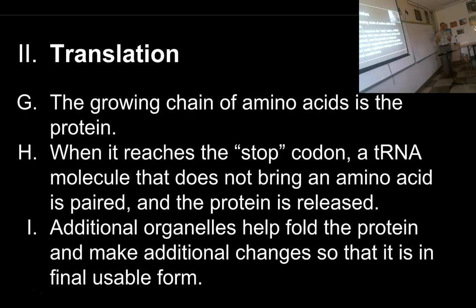It still needs to be put together with other amino acid chains to function in the protein, right? So there's a lot more complexity that has to be done to this. But as far as getting the amino acids in the right order, this is how it happens.